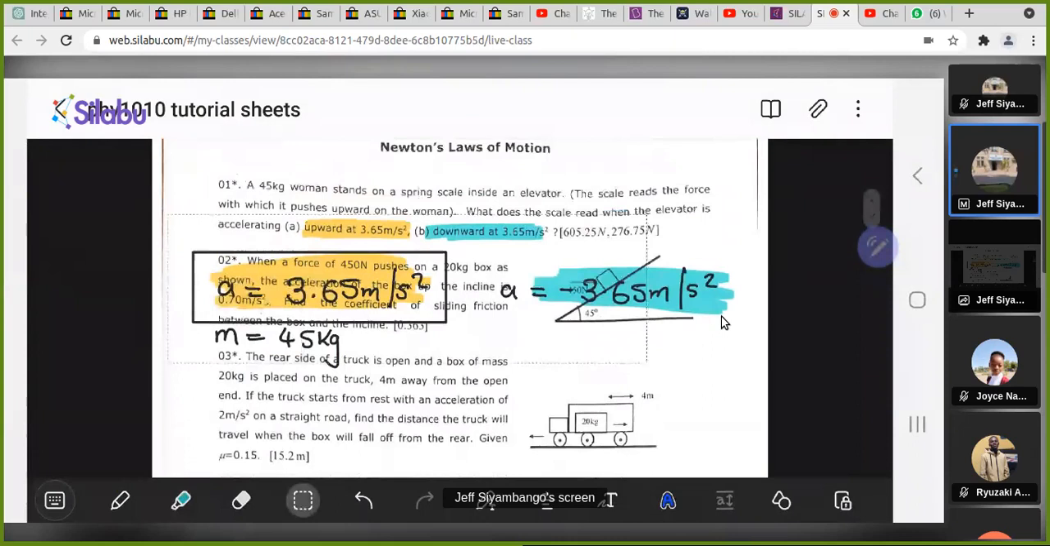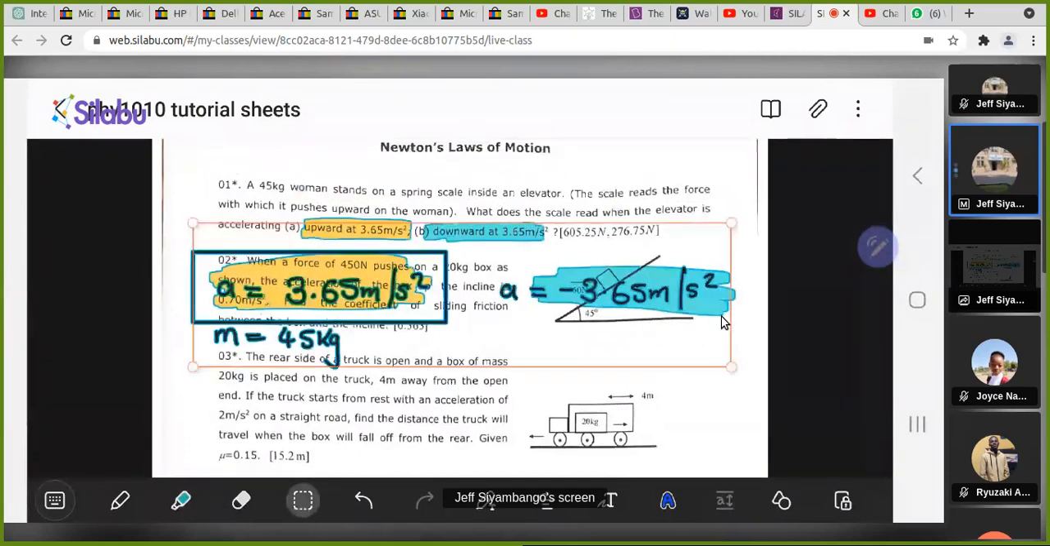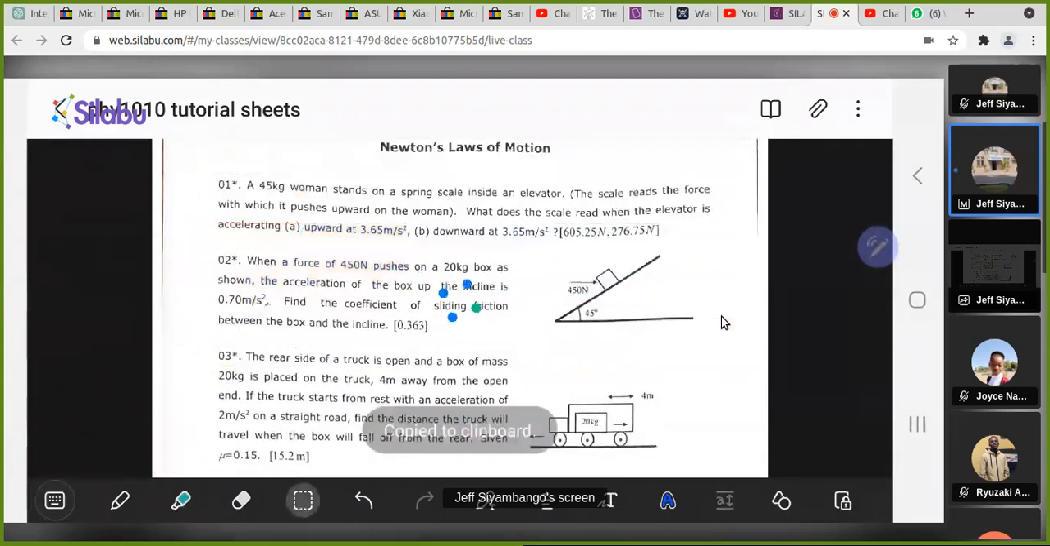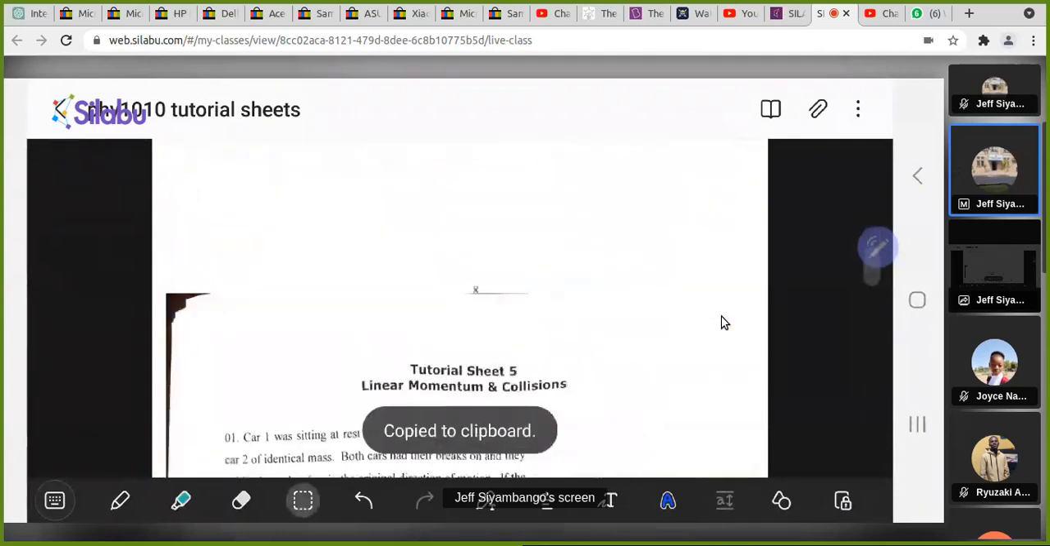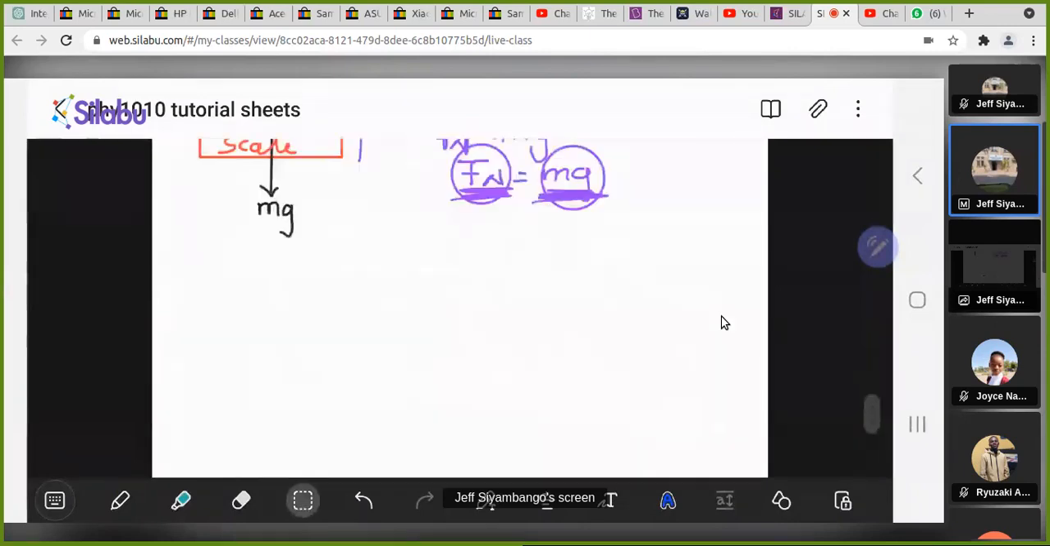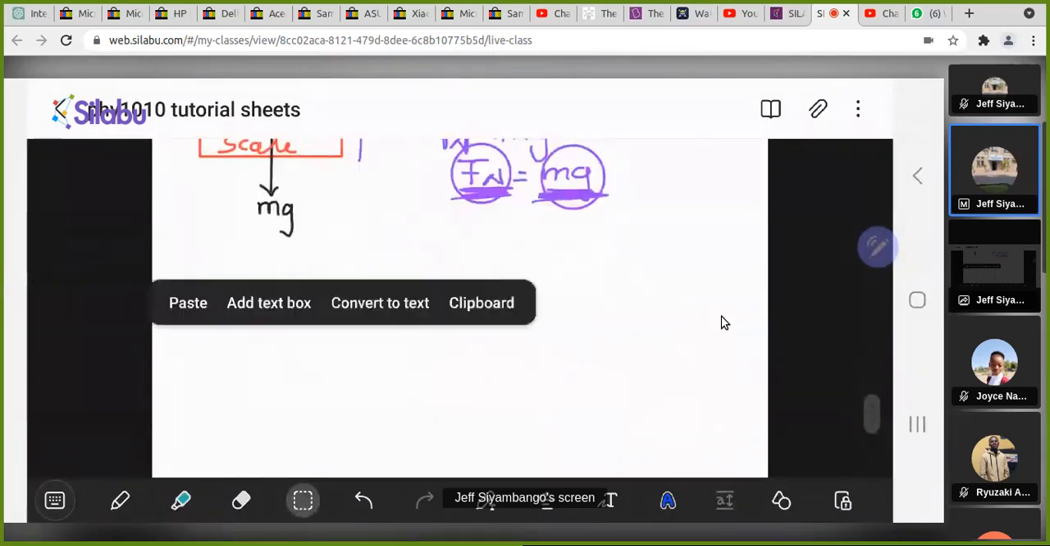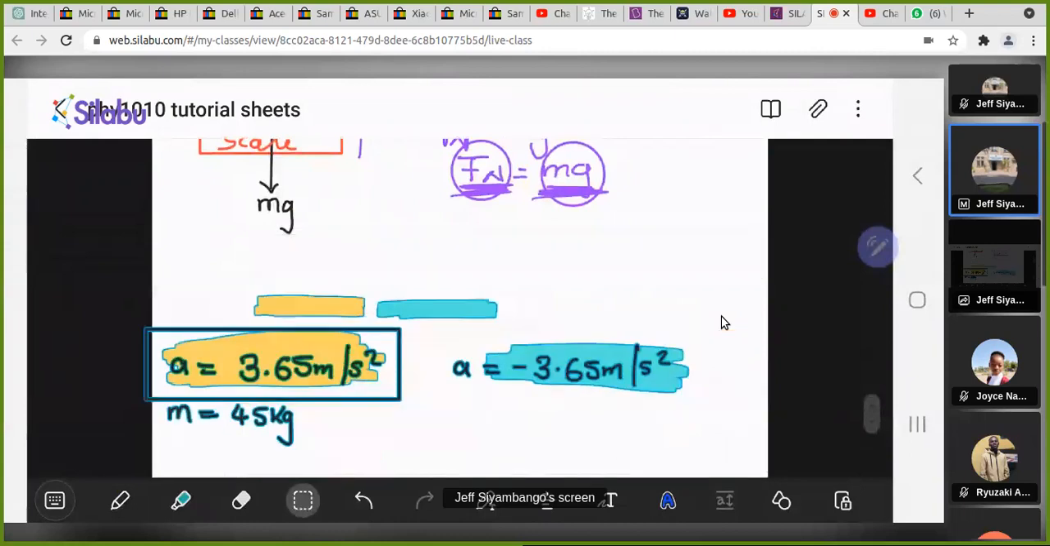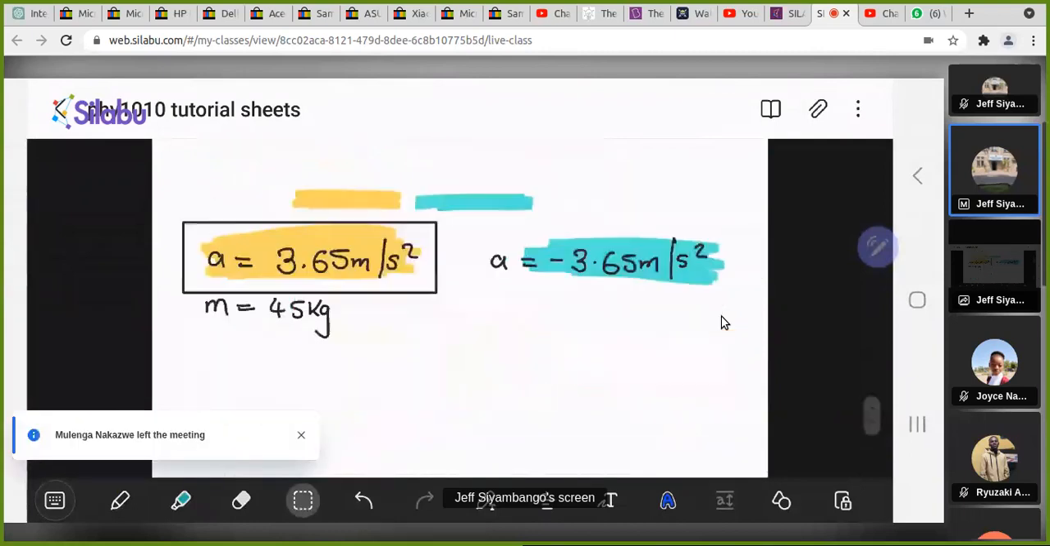So let's get this information and let's start working out this question. What they're asking us to find is, what is the force? What is the reading on the elevator? Okay, so this is what we have.